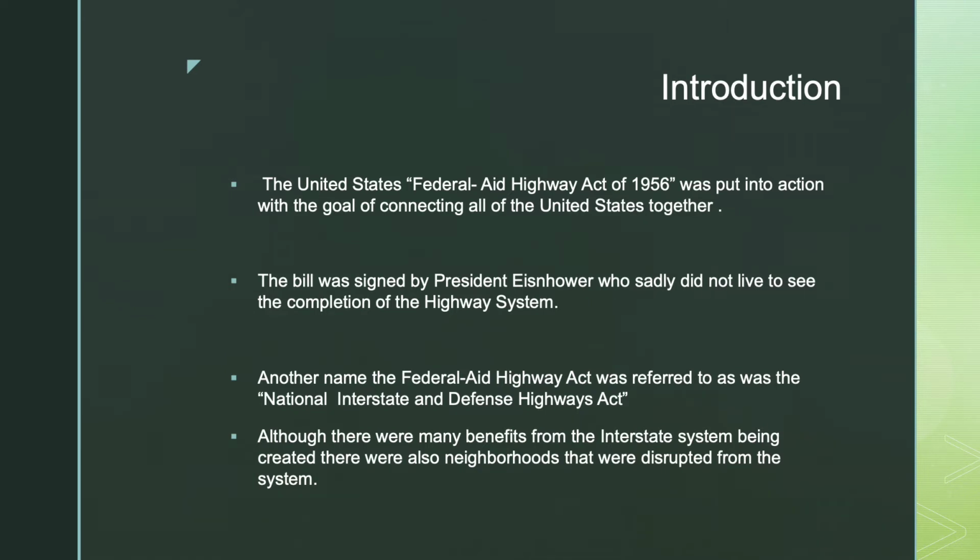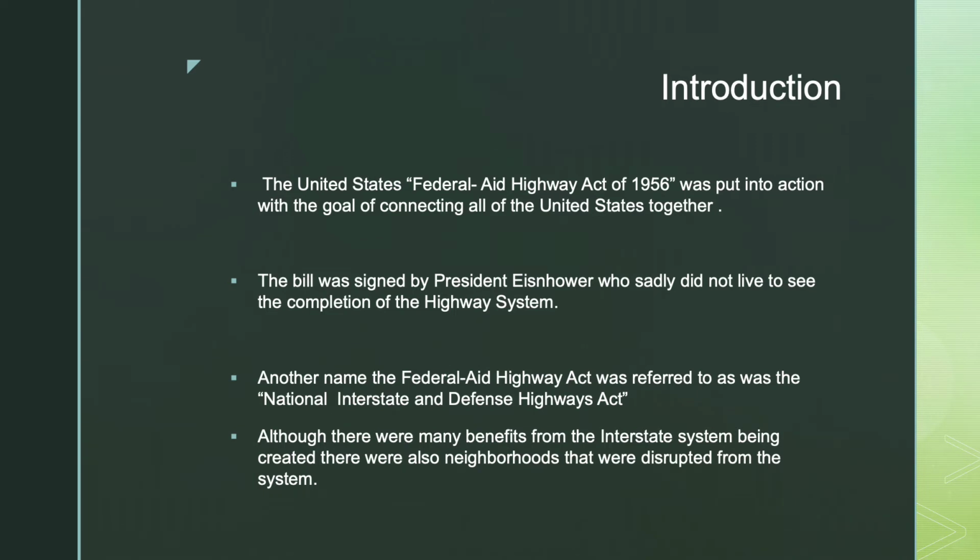The bill was signed by President Eisenhower, who sadly did not live to see the completion of the highway system, which was completed in 1992. Another name the Federal Aid Highway Act was referred to as was the National Interstate and Defense Highway Act. This was due to the original goal of the act being to connect the United States in case of a hostile attack. Although there were many benefits from the interstate system being created, there were also neighborhoods that were disrupted from the system.